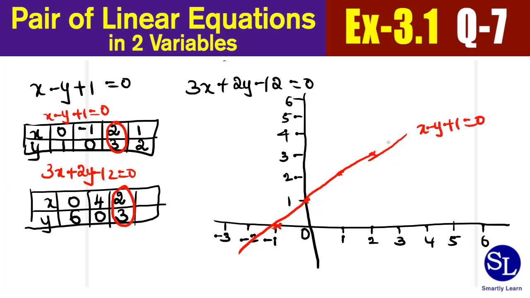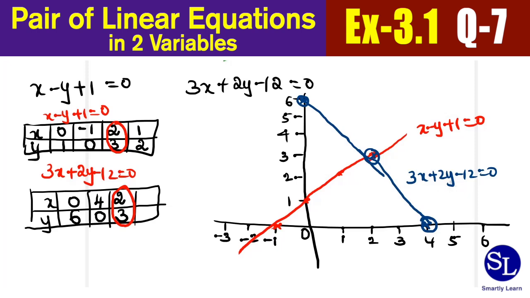Always use a scale. Now let's plot the second line, which is 3x plus 2y minus 12 is equal to 0. When x is equal to 0, the y value is 6. So here is a point. Then when y is equal to 0, the value of x is 4. So here is the next point and this is the point 2, 3 that is going to match. So if I connect these 3 points, I get to have a line like this. Let's mark it. It is 3x plus 2y minus 12 is equal to 0. Since it is a freehand drawing, the line looks very messy.